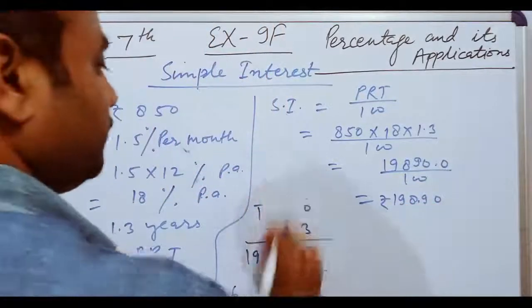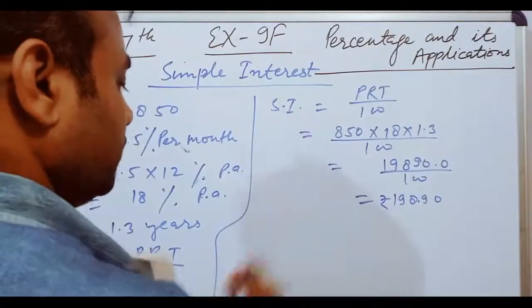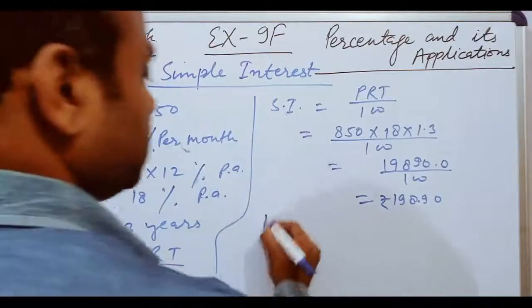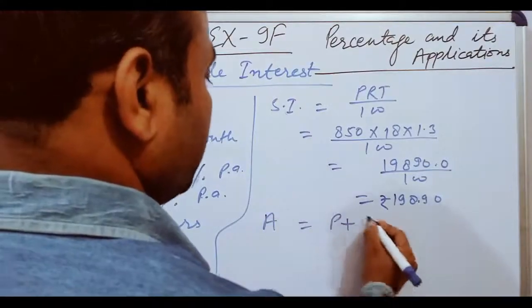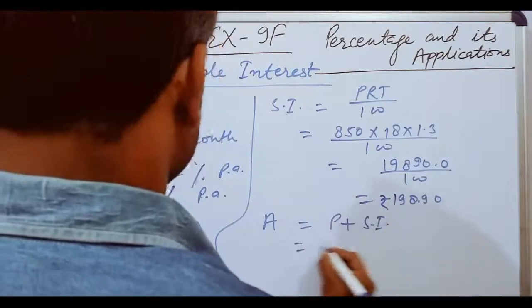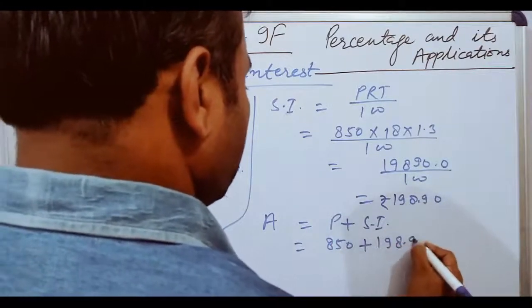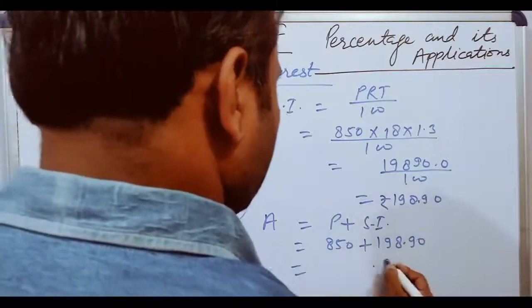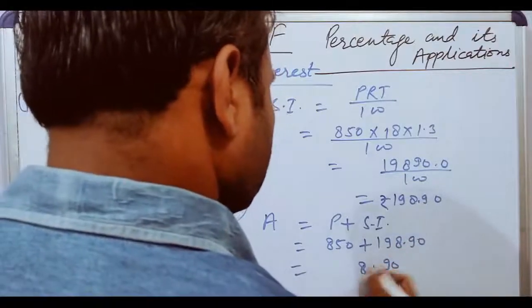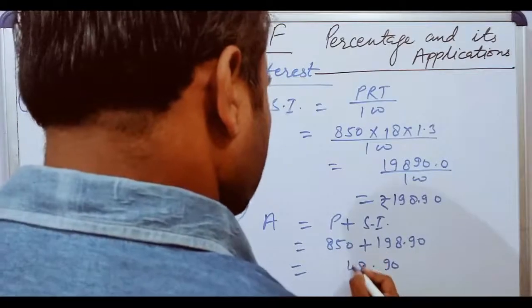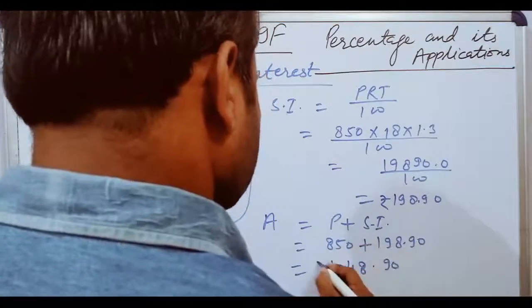Okay. Now we have to find the amount. Amount equals principal plus SI. Principal 850 plus 198.90 gives 1048.90. This is the amount.